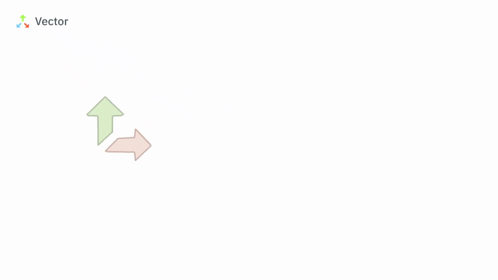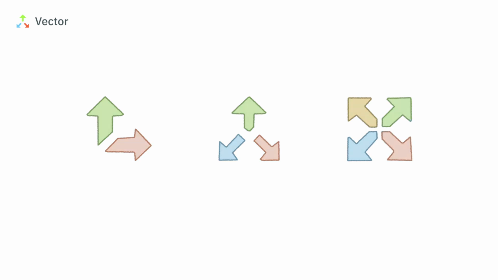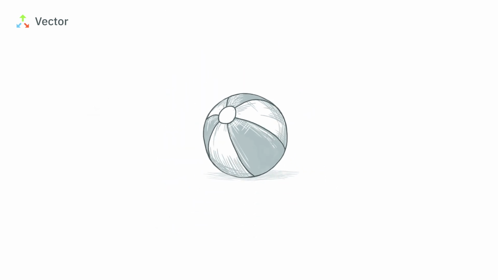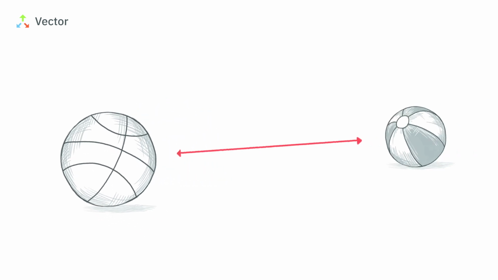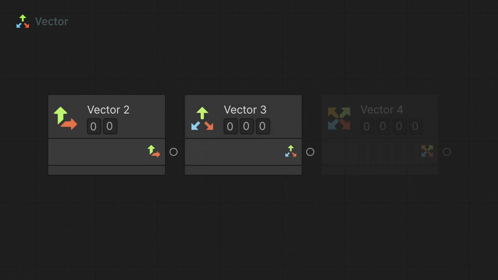Vectors are a group of 2, 3, or 4 float values. They can represent a character's position, speed of a moving object, the distance between objects, and more. Depending on the vector type, we can access its float components through the X, Y, Z, and W properties. For example, a Vector3 consists of 3 floats, accessed through X, Y, and Z.